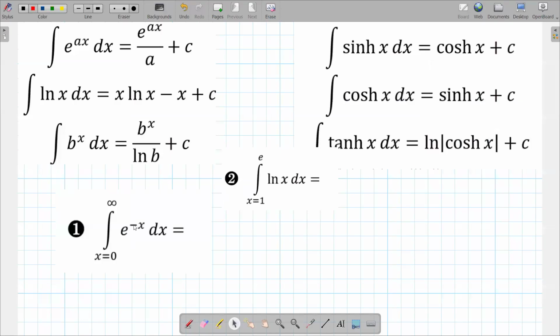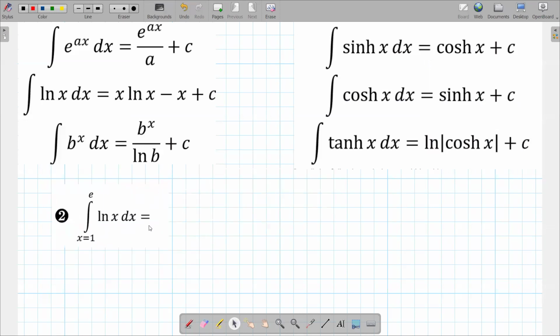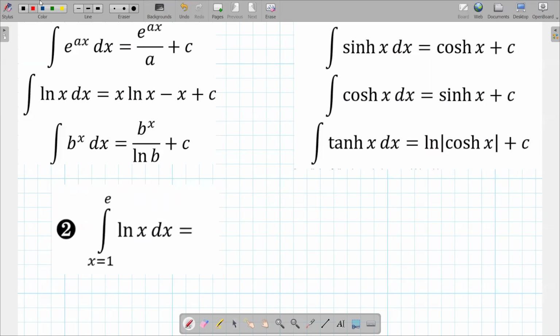These are all definite integrals, so there's never going to be a plus c. It's like a ln of x. It looks tricky, but we have the formula right up there. What's the integral of ln of x? It's right there. x ln of x minus x. There's not going to be a plus c because you have bounds, okay? And then we're going to plug e here, 1 here.